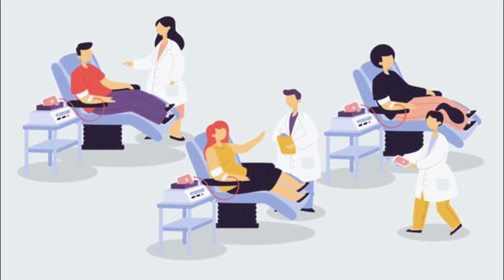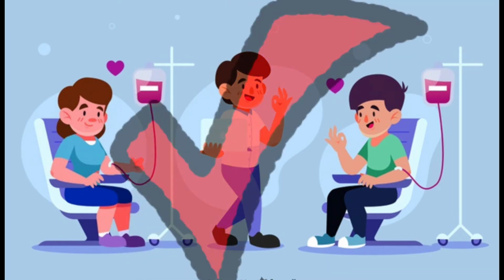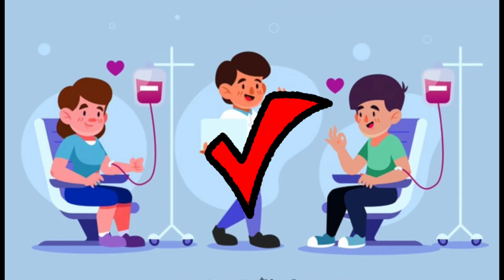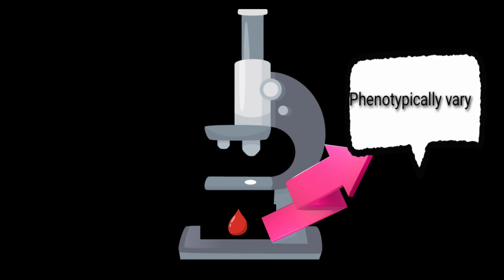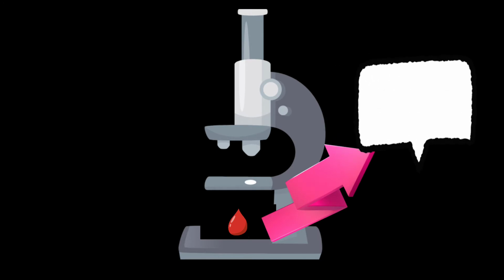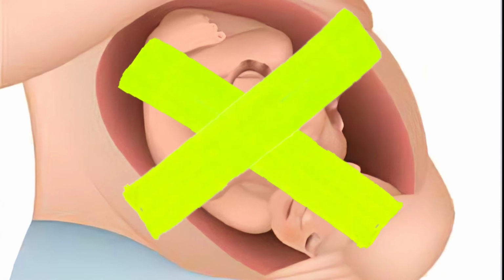You have probably heard before that when blood is donated, it's important that it is matched correctly, and that's true because blood type phenotypically varies. But do you know if the mother's and fetal's blood is mismatched, it can be fatal to the fetus?